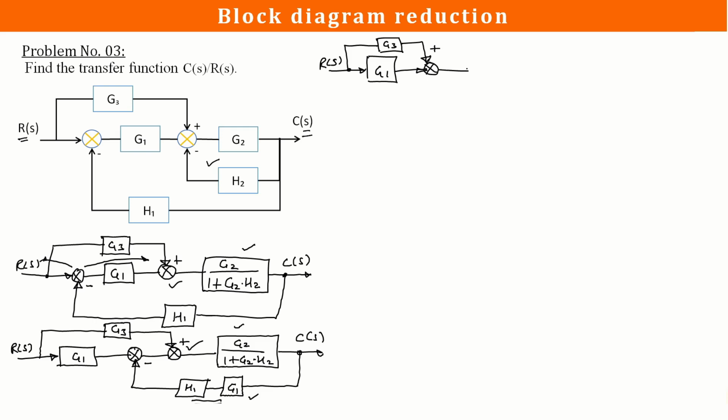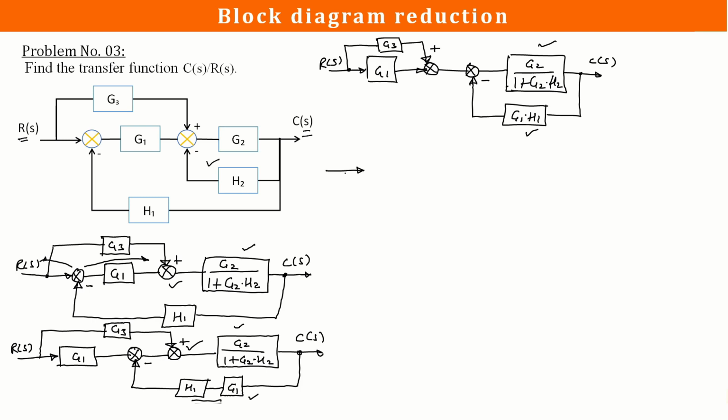And after that we are having the second summing point, and after that we are having block G2 by 1 plus G2 into H2, and then we are having output as C of S. Now it will be sensed, and this feedback signal will be having transfer function G1 into H1, and it is ending on this summing point with negative signal. So now we can see here we are having G3 G1 in parallel, and this block here and this block, they are forming a minor feedback loop. So we can apply the corresponding rule to reduce it.